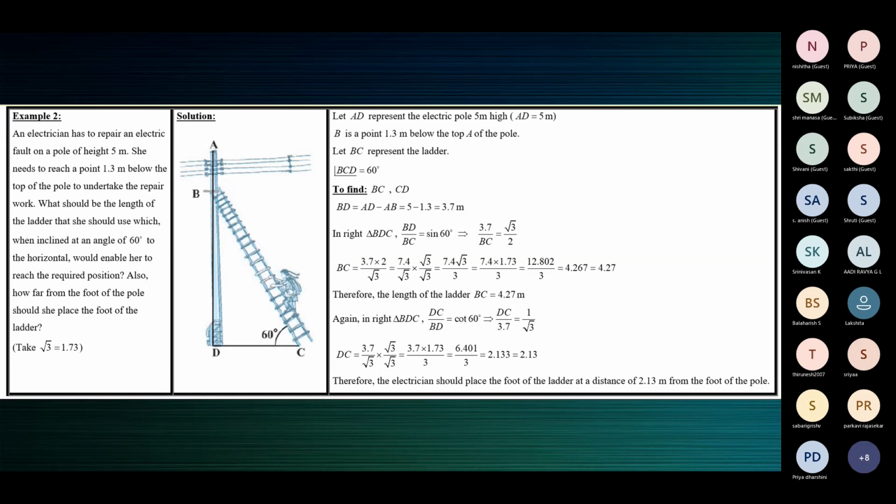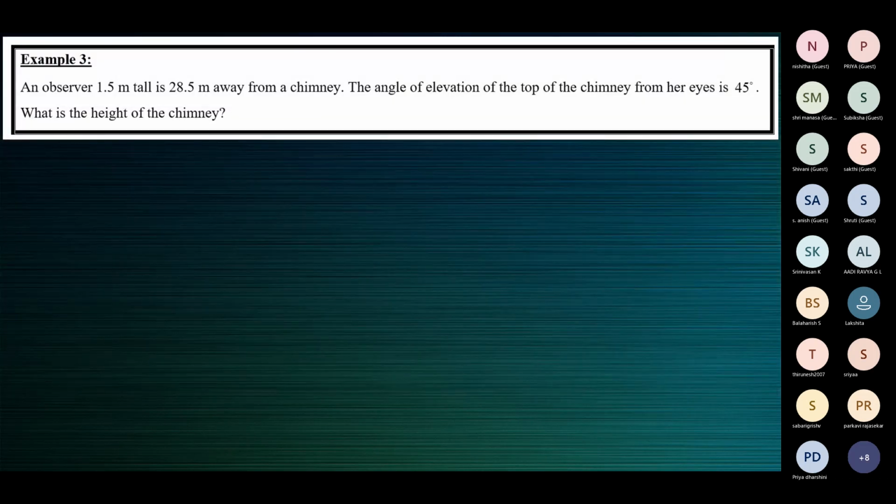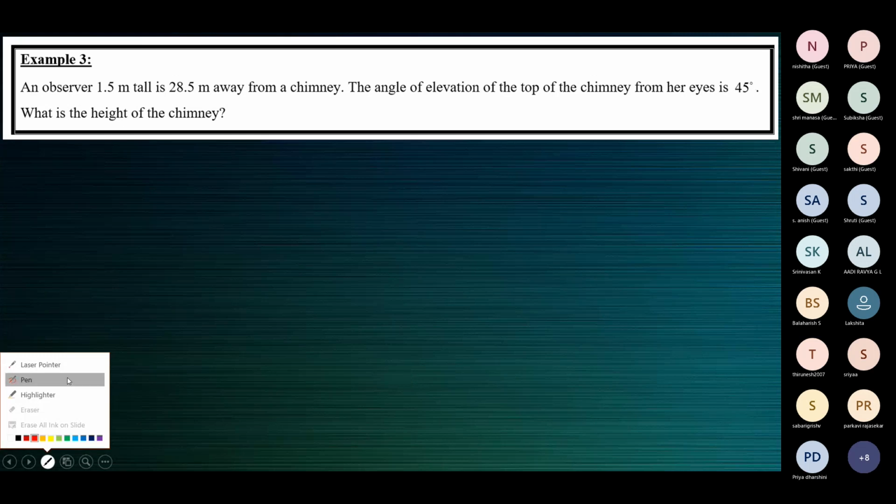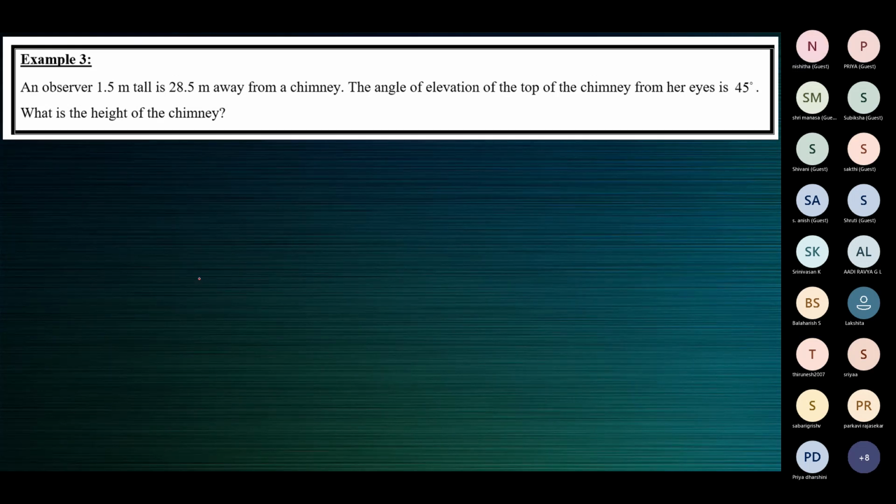So we'll pick up from where we stopped. I think we finished example 2 yesterday. We'll have to continue with example 3, correct? Yes, ma'am. All right. So let's read the question. An observer 1.5 meters tall. Children, this is NCERT example 3. Now you don't do it by yourself opening the textbook. We'll all do it together.